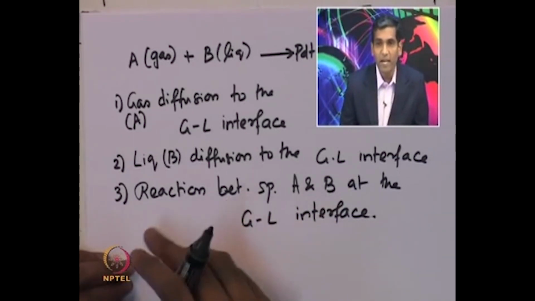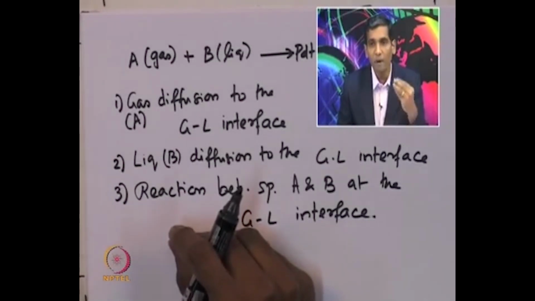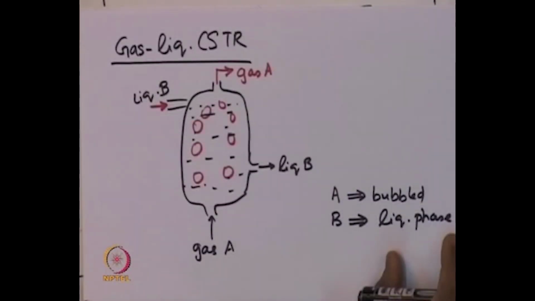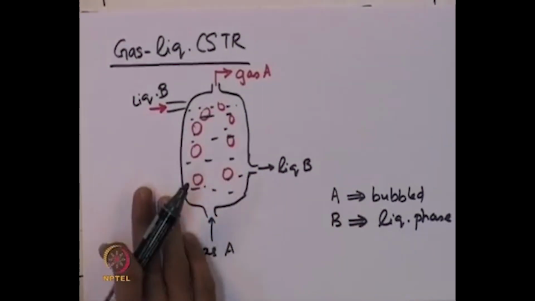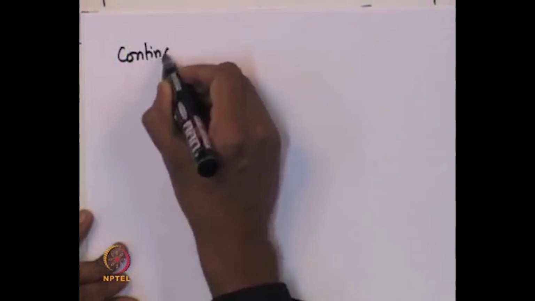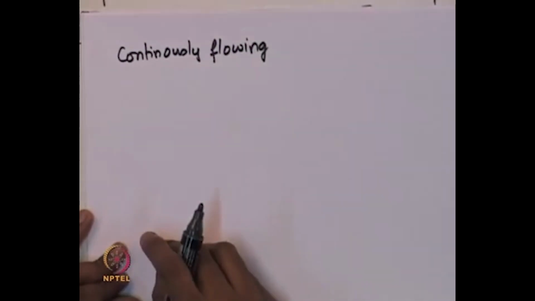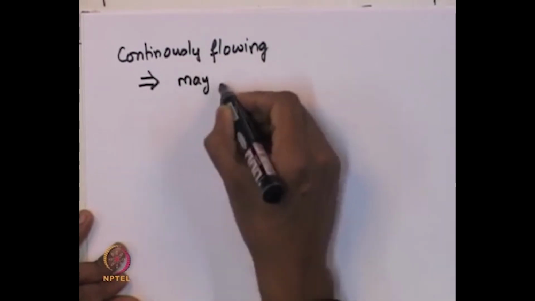Now, suppose we can assume that the liquid which is flowing from the top of the tank, if you look at the tank again, flows through the tank and leaves the bottom. So, this can be assumed as a continuous liquid phase. So, the liquid is continuously flowing, and in fact, perhaps it can also be assumed that it is well mixed.